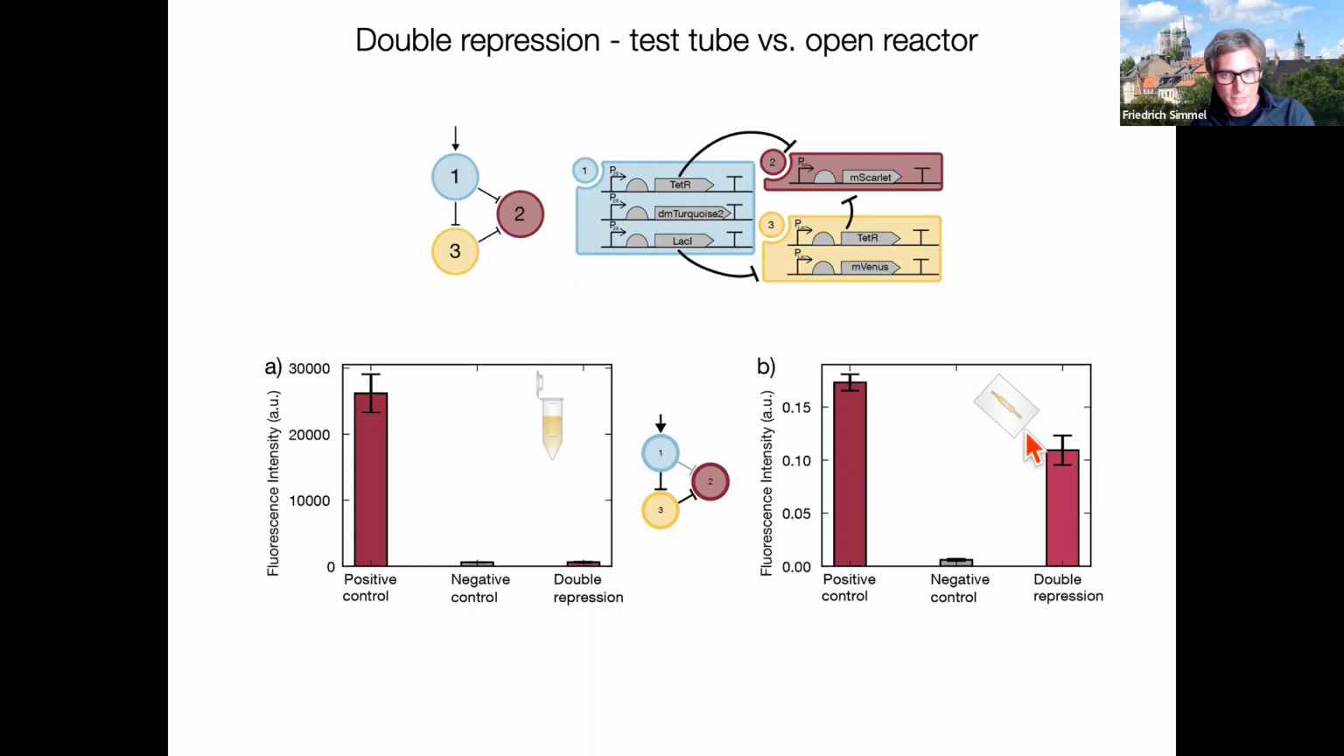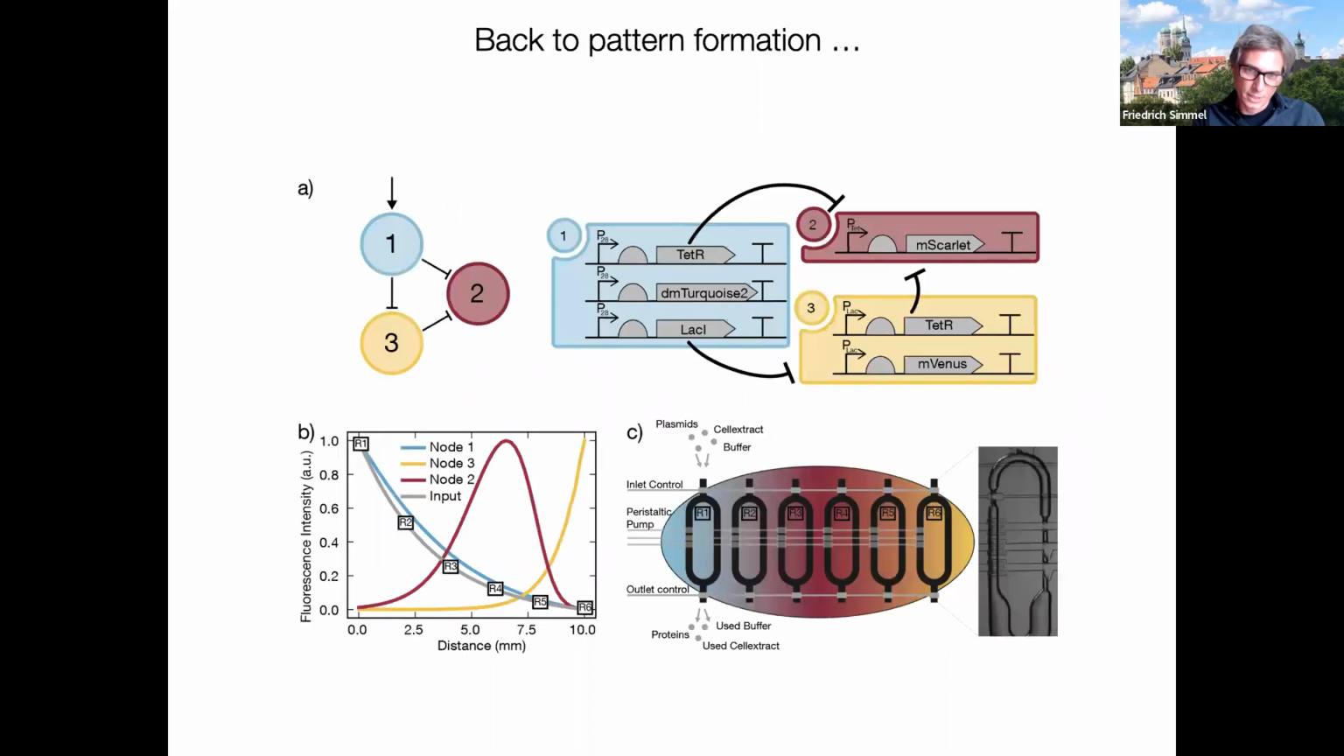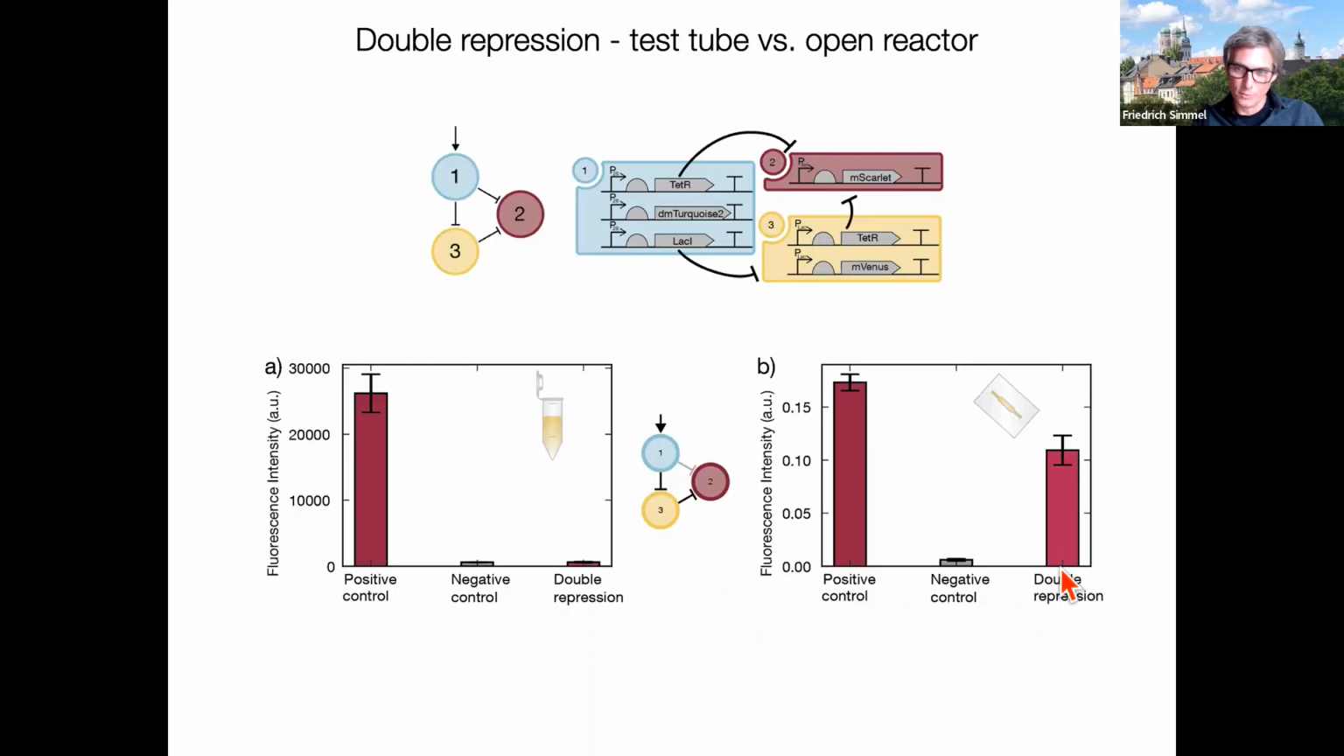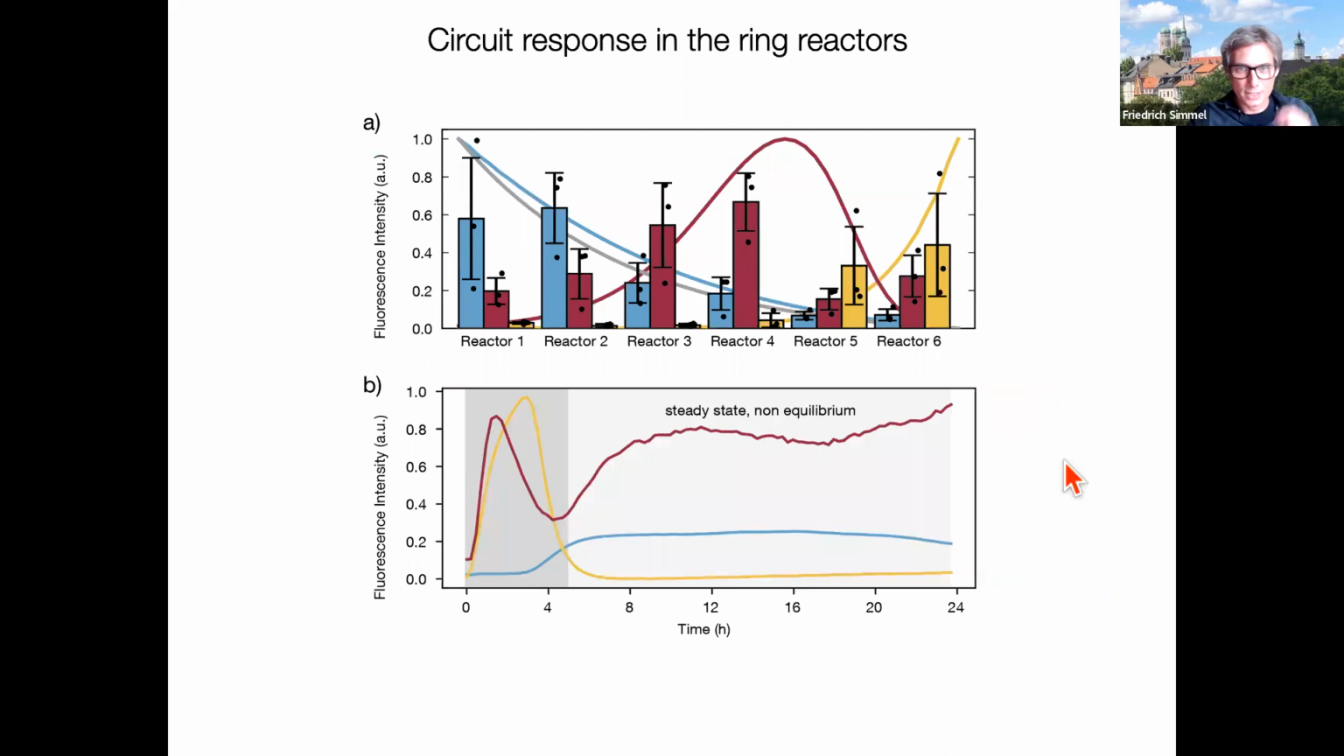But in this case, we put that into our ring reactors. And here we see that the double repression really leads to the desired activation. This is showing experimental results compared to the numerical results, and indeed, in the reactors that correspond to the intermediate morphogen concentration, we see an enhanced expression level.